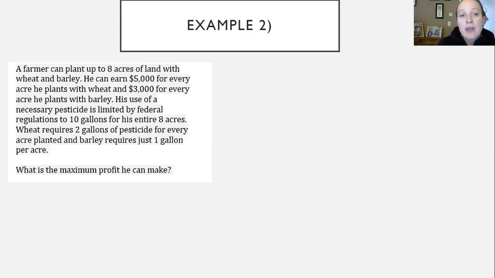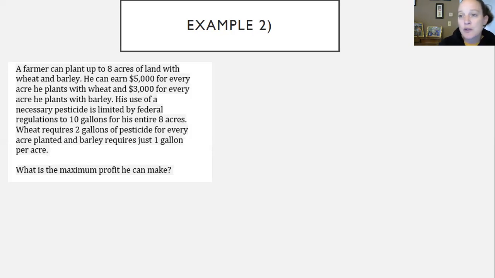So there's always going to be these things called constraints, meaning you don't have unlimited land, you don't have unlimited seeds, you don't have unlimited, in this case, pesticides. The pesticide is regulated by the federal government, and he can use 10 gallons for his entire 8 acres. Wheat is going to require 2 gallons for every acre planted because that's what will maximize its growth. And barley requires just 1 gallon of pesticide per acre. So now you need to figure out how many acres of wheat and how many acres of barley he should plant to maximize his profit.